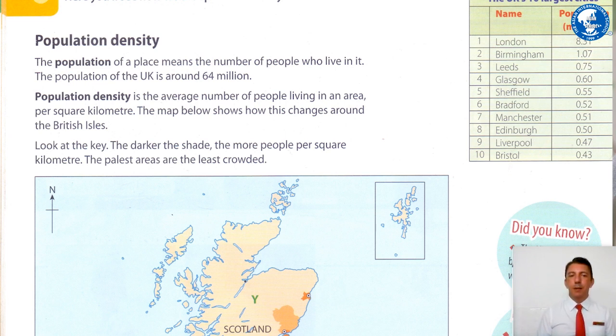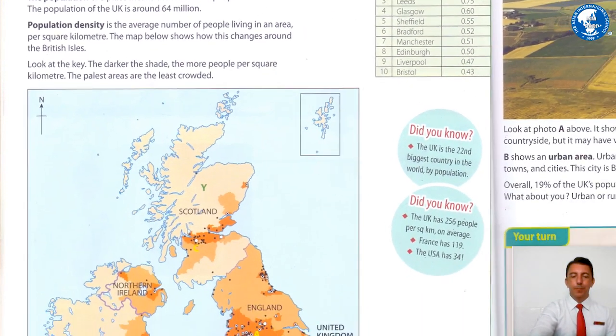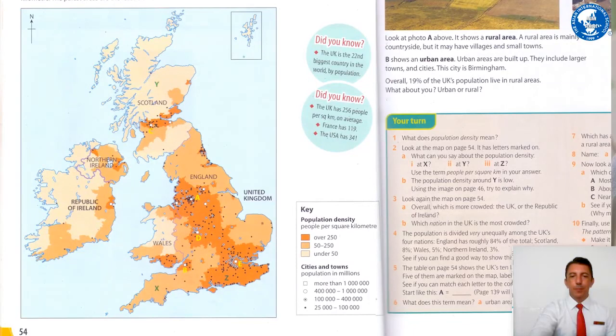So there's a key beside the map. It shows us the darker the shade, the more people per square kilometre, and the palest or the lightest areas are the least crowded. So we see the dark orange areas have over 250 people per square kilometre. The medium orange colour is between 50 to 250, and the lightest colour is under 50 people per square kilometre.